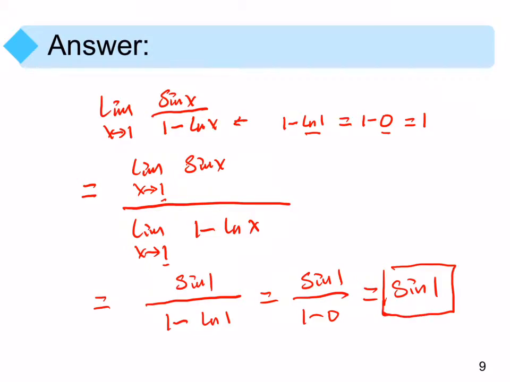In this practice, we used one very important idea. When the denominator does not equal 0, we can directly use the quotient law. After we use the quotient law, we see that this function's limit is the actual function's value, because 1 is in the domain of sine. Same thing, 1 is in the domain of 1 minus ln x. That's why the final answer is sin 1.